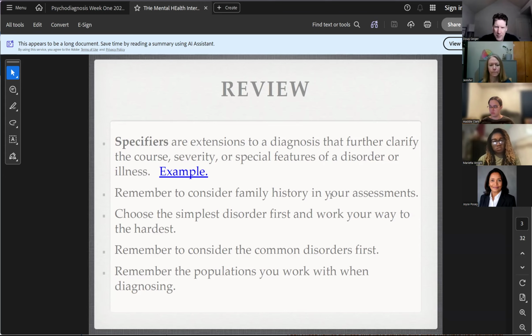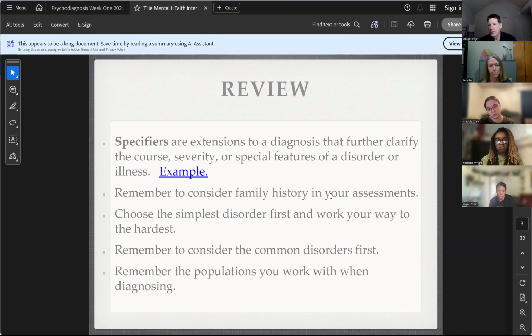So remember to consider family history in your assessments, of course. And this is kind of just review, right? Choose the simplest disorder first and work your way to the hardest. Remember to consider the common disorders first, the horses over the zebras. And then remember the populations you work with when diagnosing. If you're working with people with substance abuse issues, there's probably a lot of that causing anxiety and things like that too. So what's the population you're working with?